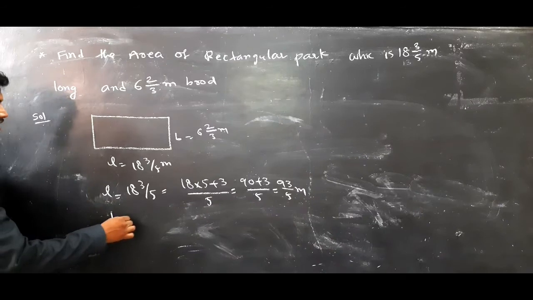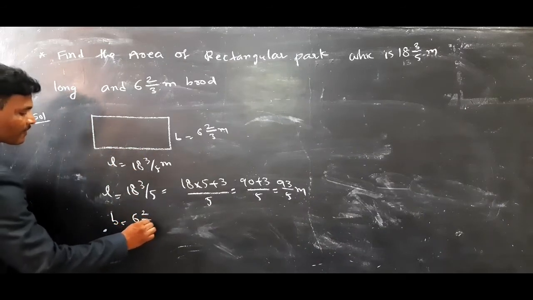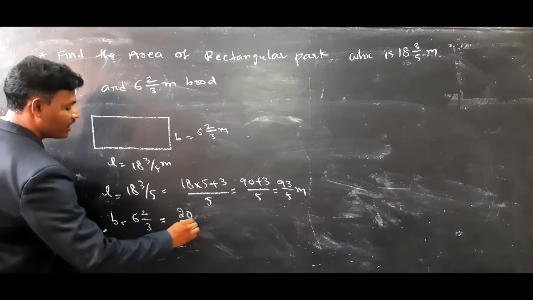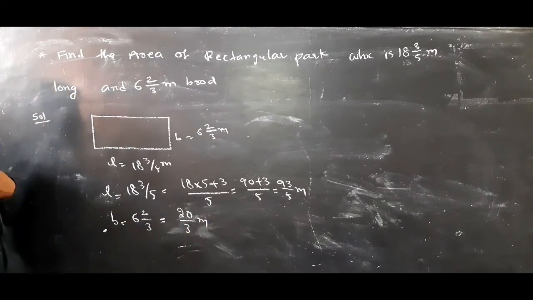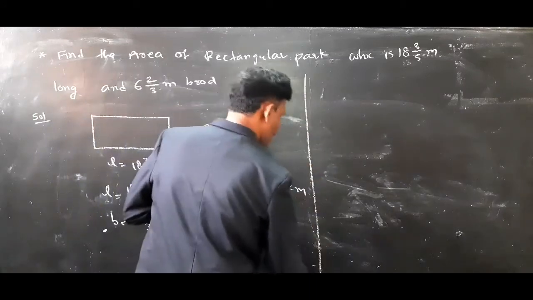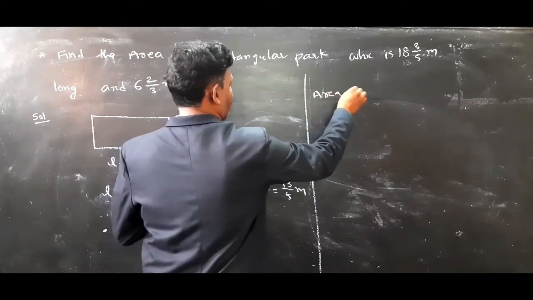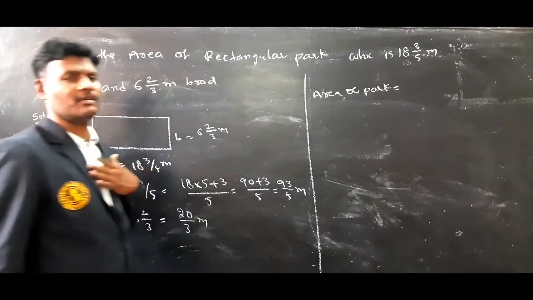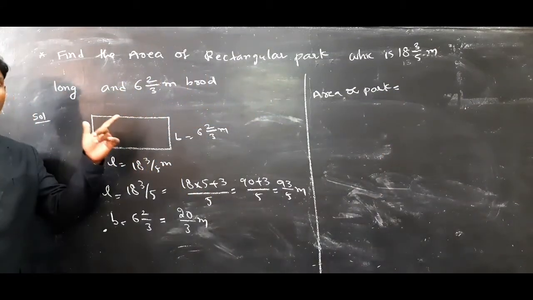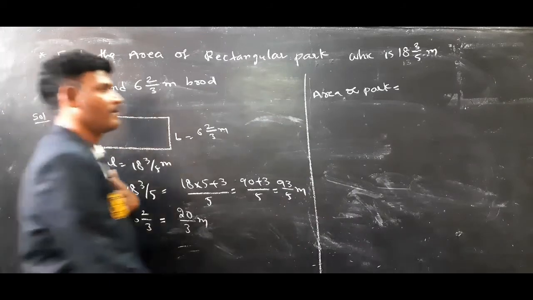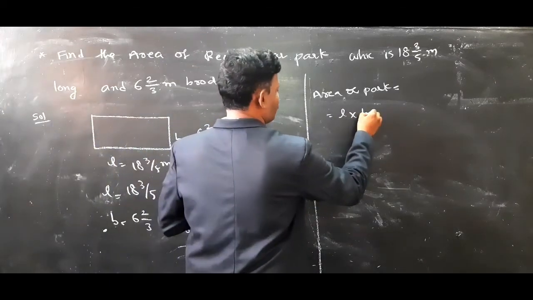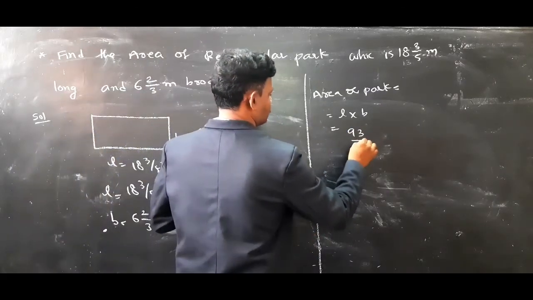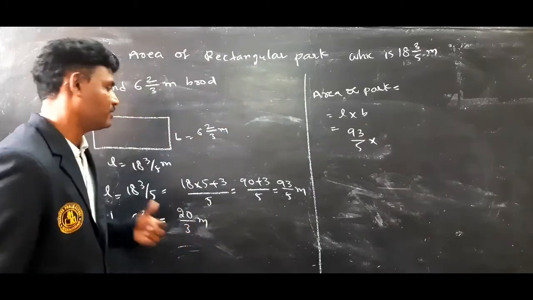Then what is the breadth here? 6 2/3. Now convert it to a fraction. 6 3s are 18, 18 plus 2 is 20. So 20/3 meters. Now I need the area of the park. The area of the park is nothing but the area of the rectangle. Why? Because the park is in the shape of a rectangle. Length into breadth. What is the length here? 93/5 into 20/3.